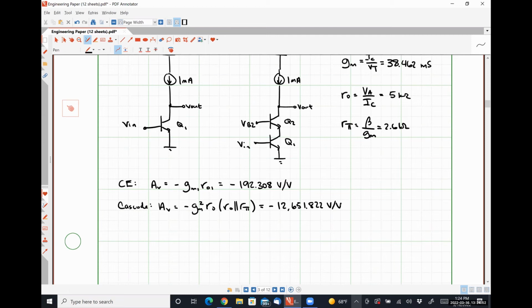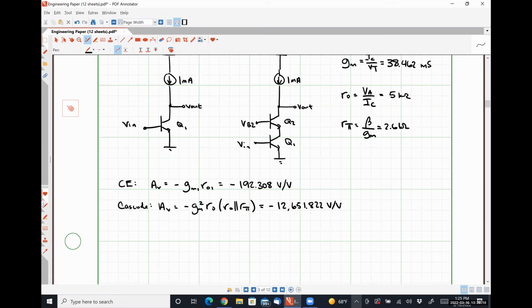That's a pretty significant increase in the gain by cascoding here. And again, if we had tried to do this with a discrete amplifier, we would actually see that that would go down by a fairly significant amount because of all those mismatches and assumptions.